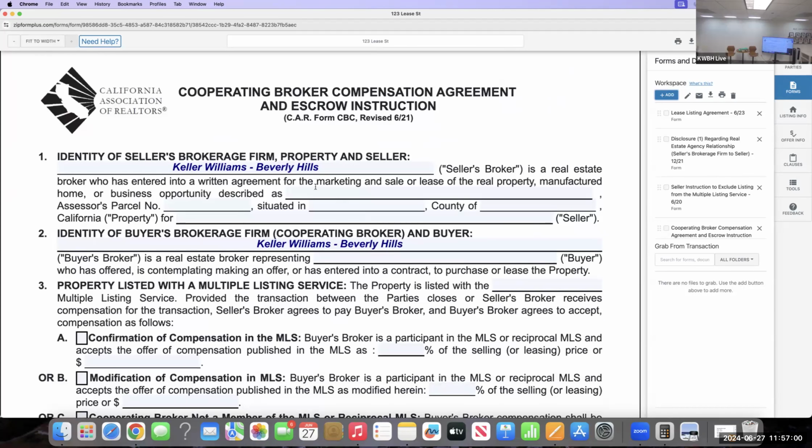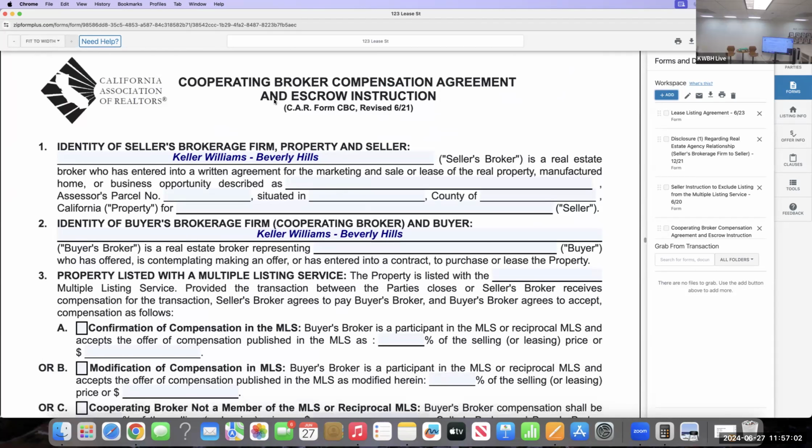Here's the cooperating broker compensation. So this is a form that we're going to be using a lot now because commissions are not advertised in the MLS anymore. Okay. Let's get familiar with this form, guys. This is to deal with other brokers only, you're not dealing with anybody else. So we're in danger. We're in the danger world now. Danger zone.